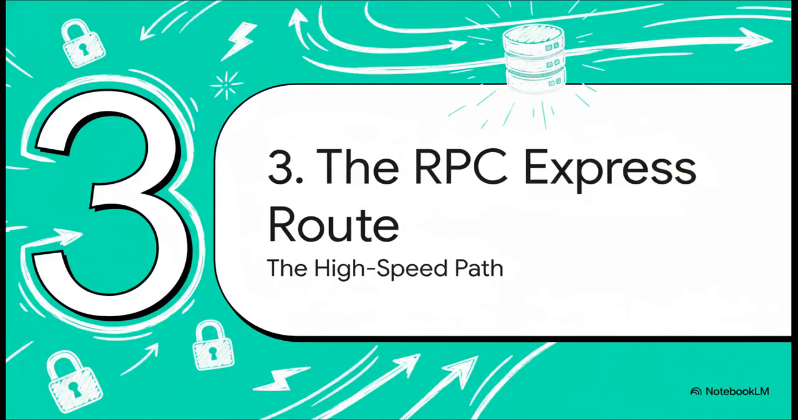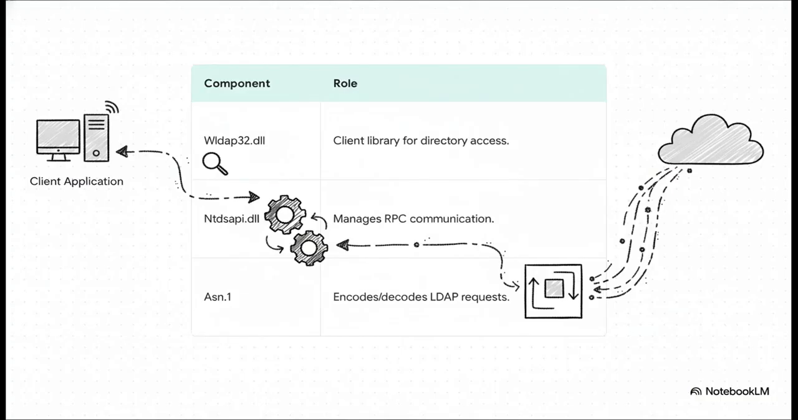All right, let's follow our password update down the fast lane. We're going to trace its journey along the RPC Express route. This is the path that's used almost all the time for updates happening within a single physical location, like one office building. What's really cool here is how all these little pieces work together as a team. First up, you've got a component called LDAP32.dll, which helps your computer make the request.